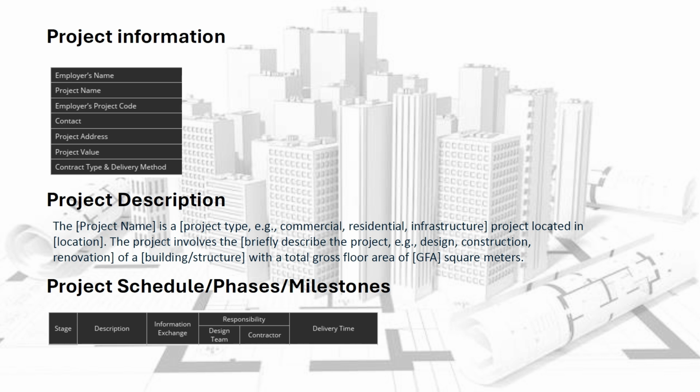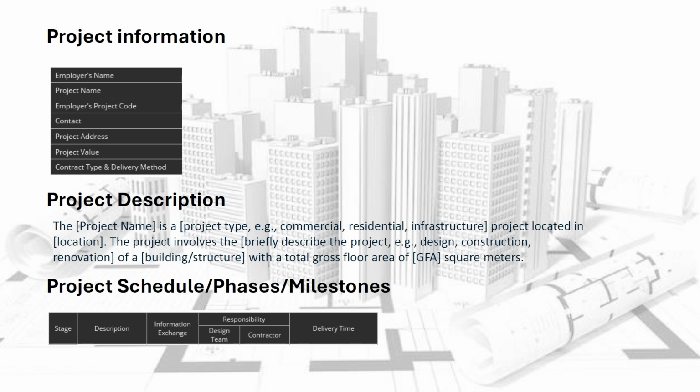The project schedule/phases/milestone section of the BIM Execution Plan, BEP, is essential for outlining the stages of the project, specifying the information exchange requirements, assigning responsibilities, and determining delivery times for key deliverables. This helps ensure that all stakeholders are aligned and that the project progresses according to the planned timeline.